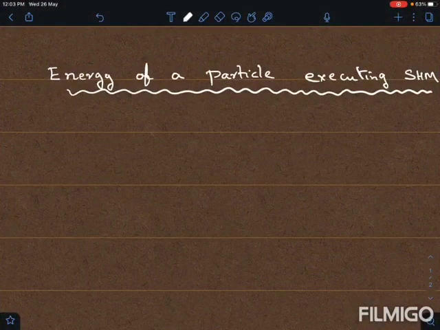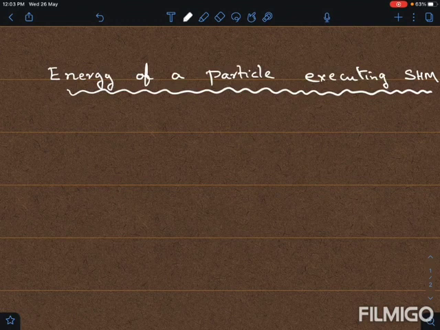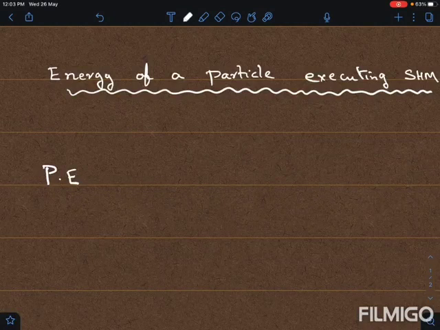So here we have to derive the energy of a particle executing SHM, which means that you have to derive potential energy and kinetic energy. Now we'll start with the potential energy. Potential energy is, as I told you earlier, the work done in displacing a particle from the equilibrium position against the restoring force, and this work is stored as potential energy.